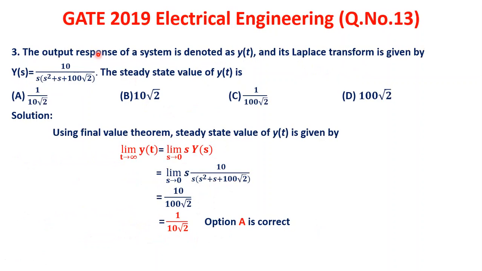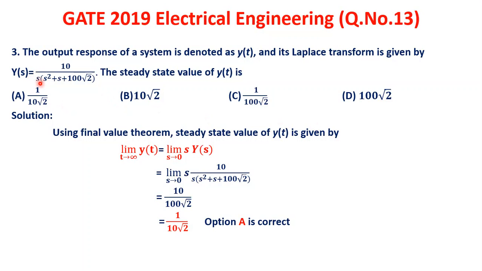So problem number 3. This is again taken from the same question paper, GATE 2019 Electrical Engineering, but this appears as question number 13. The output response of a system is denoted as y of t and its Laplace transform is given by, so it is again a second order Laplace transform. The steady state value of y of t is, they have given the options.